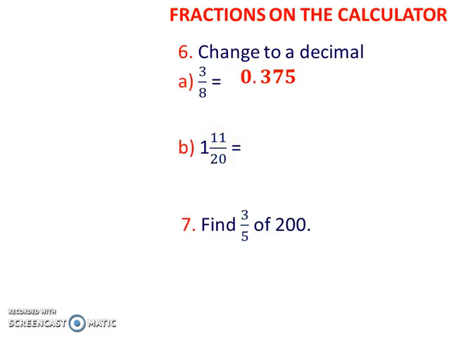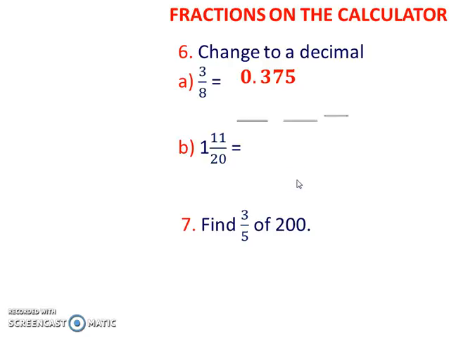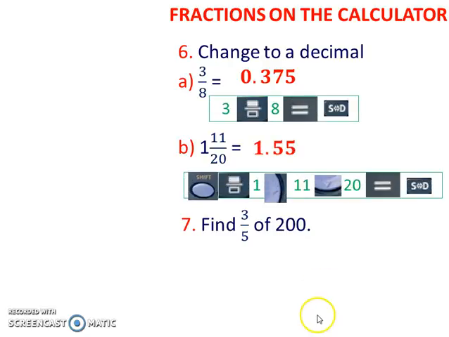For the next one, we have our mixed numeral. So we need to put in our whole number and our fraction. So we have to press shift first to get the whole number space. 1 and 11 over 20. Okay, equals. Now to put that as a decimal, we press the S to D button. You can hit it again to go fraction, decimal, like that. So our answer is 1.55. And then that's what we've pressed.